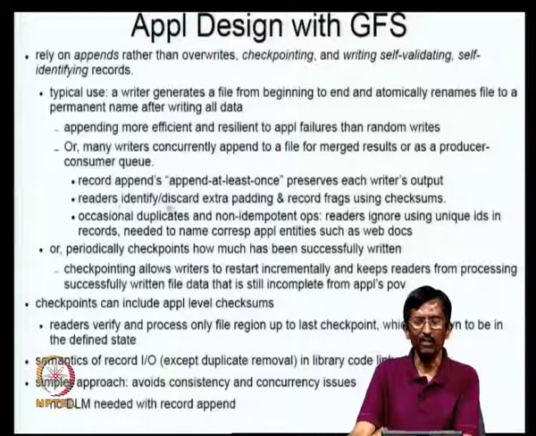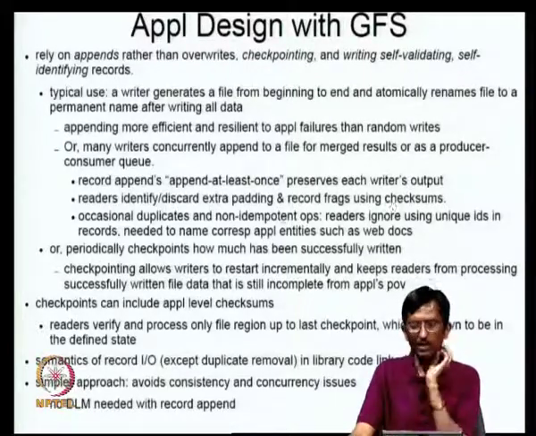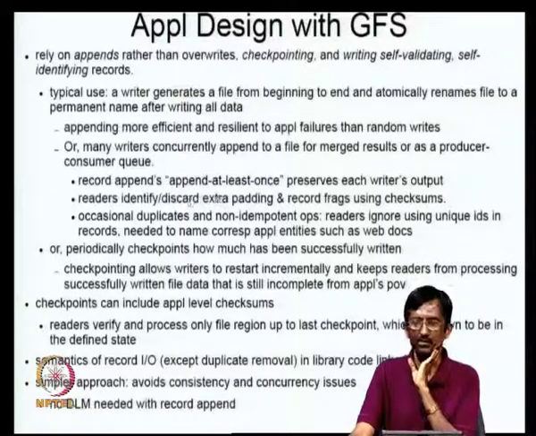That's what I'm saying. Readers identify and discard extra padding and record fragments using checksums. So they have to do this systematically. Occasional duplicates and non-idempotent operations: readers ignore them using unique IDs in records, needed to name corresponding application entities, for example a web document.